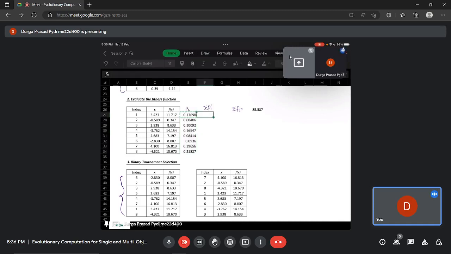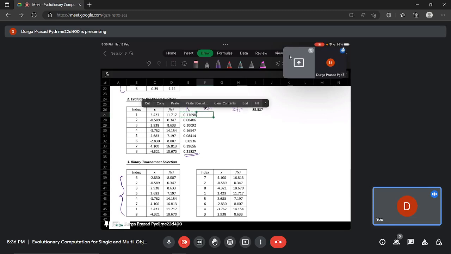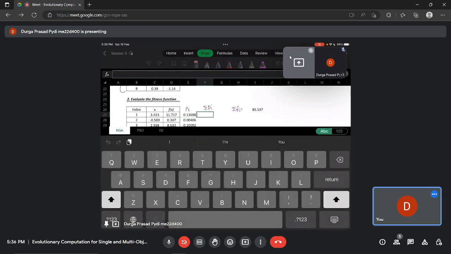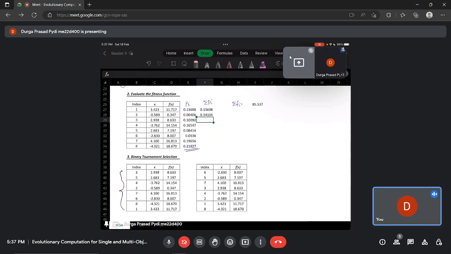So you calculate the probabilities. Here you can see that this particular value of 18.6 has a higher probability because that has more fitness value. But when you calculate the cumulative probability, for the first one, it will be similar to the Pi value. But from the next one on, you consider both the previous values, so it is equal to the previous probability plus the current probability. And you do it over and over again.